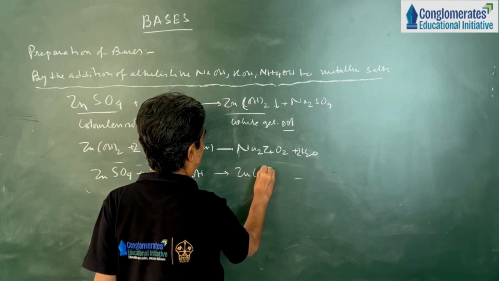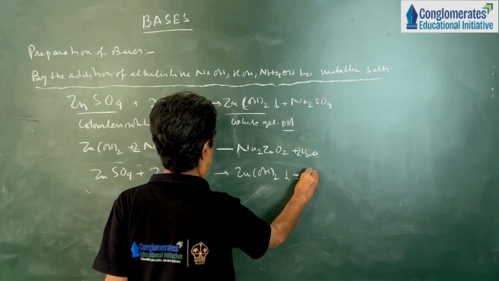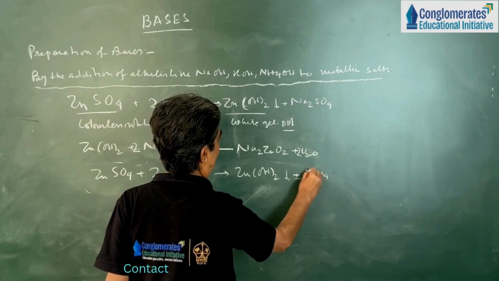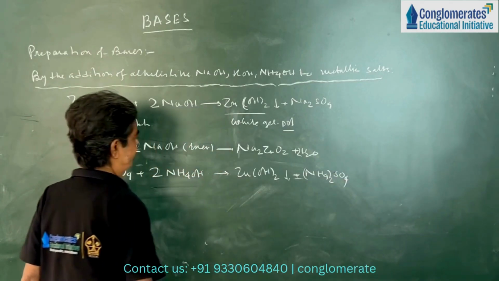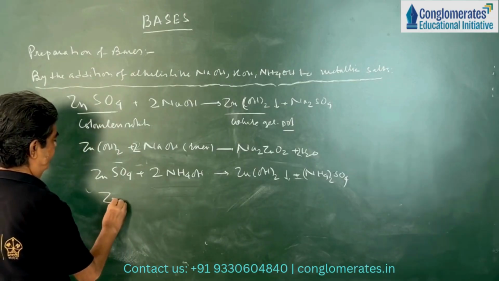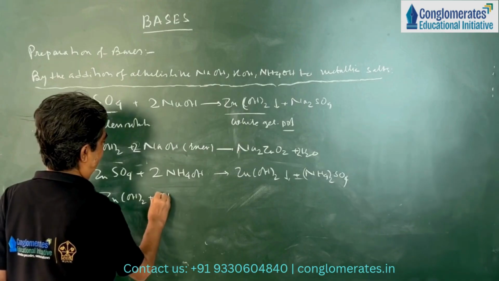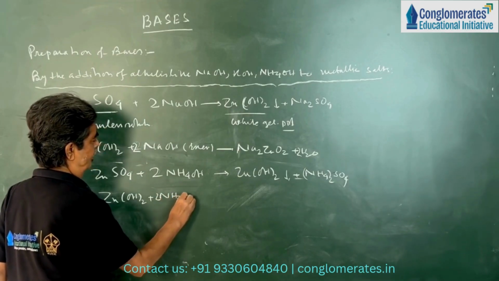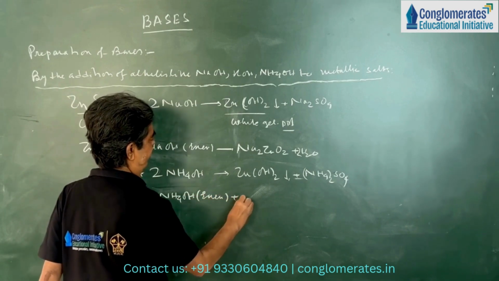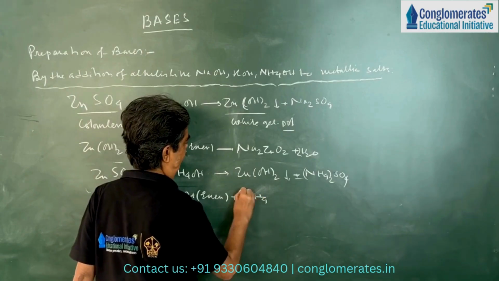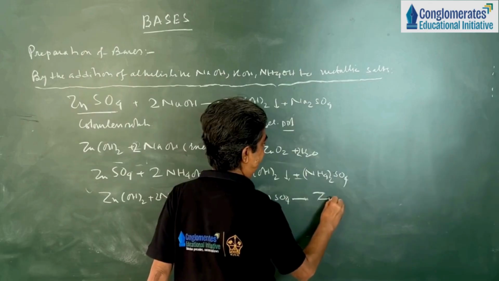again we will get zinc hydroxide plus ammonium sulfate, but this zinc hydroxide, in excess NH4OH, plus ammonium sulfate, we get tetraamine zinc sulfate.